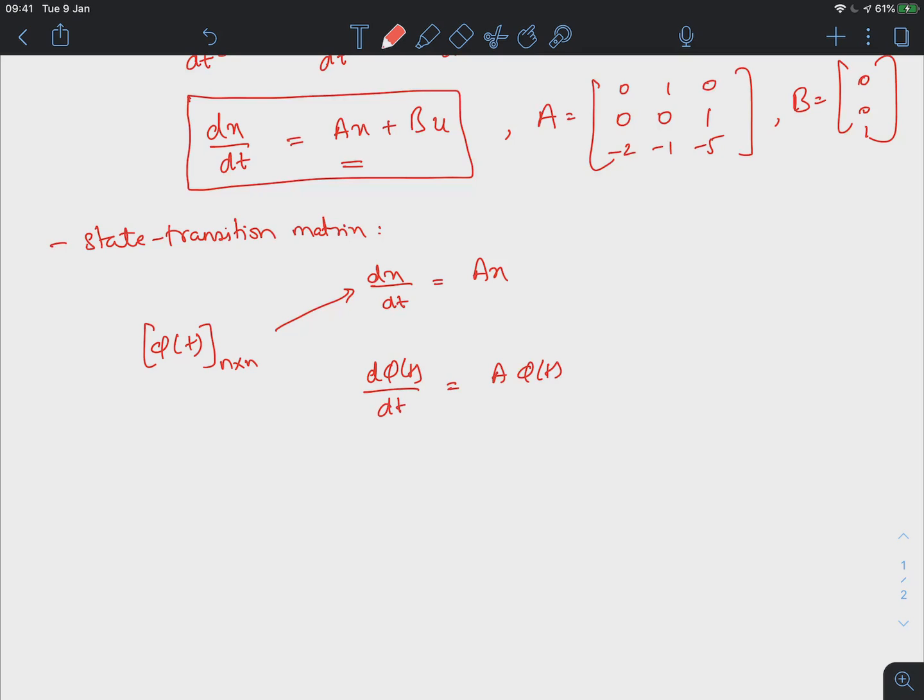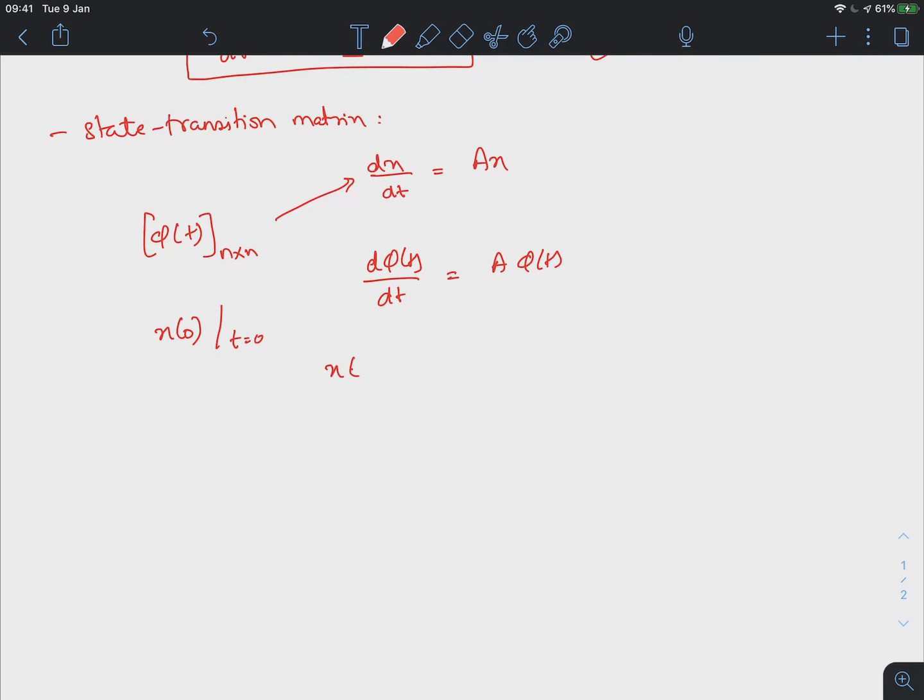Okay, now the relationship between the state vector and the state transition matrix is, say suppose we are given some initial condition x(0) at t is equal to 0, then your x(t) is basically phi(t) times x(0). Okay, now if you substitute this equation here, you would obtain this one, and you can verify by yourself. So this is the solution of the linear homogeneous state equation.